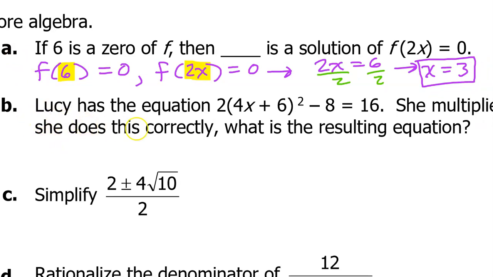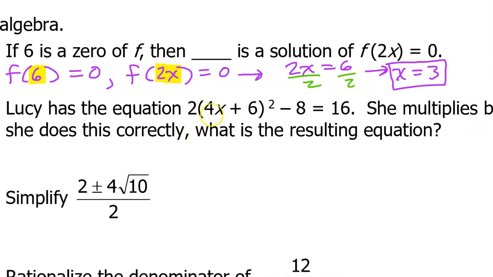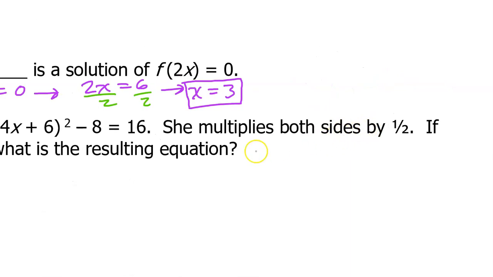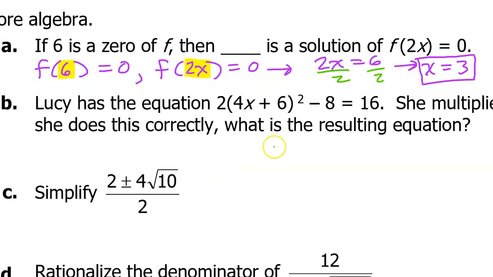For part B, Lucy has the equation 2 times the quantity 4x plus 6 squared minus 8 equals 16. She multiplies both sides by 1/2. If she does this correctly, what is the resulting equation? Well, multiplying both sides of the equation by 1/2 is the same as dividing both sides of the equation by 2. So the key is when you divide by 2, you're going to have to divide each term by 2.